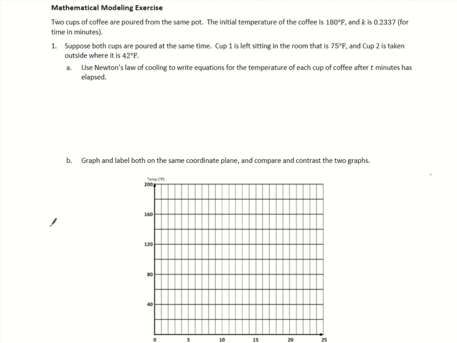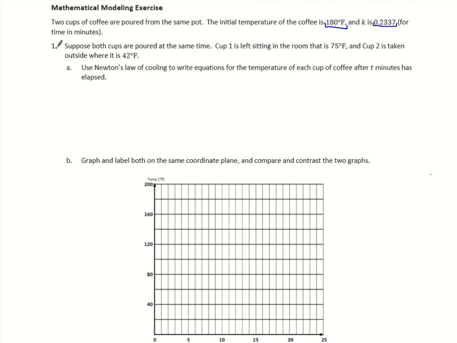We have 2 cups of coffee that are going to be poured from the same exact coffee pot. The initial temperature of the coffee is going to be 180 degrees Fahrenheit. It's always going to be 180 degrees Fahrenheit for all 3 scenarios. And K is 0.2337. It's going to always be that if we're talking about time in minutes, which, good news, we're talking about time in minutes. So these are 2 things that we're going to need to keep in mind the entire time.